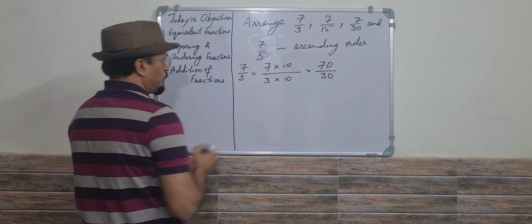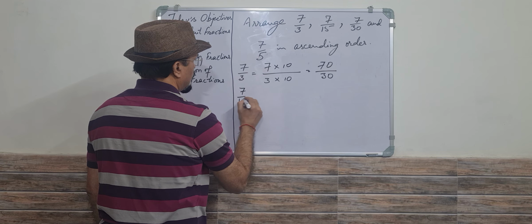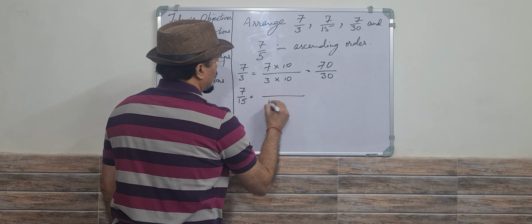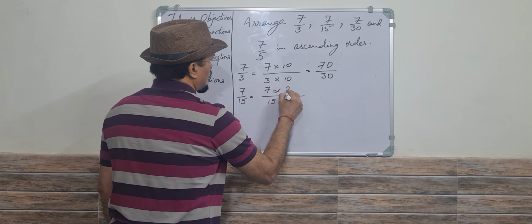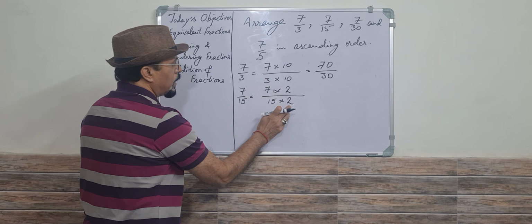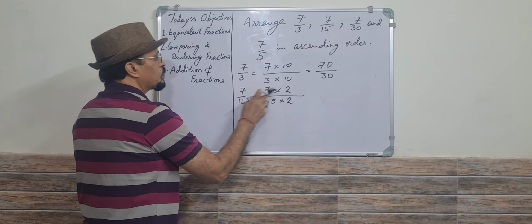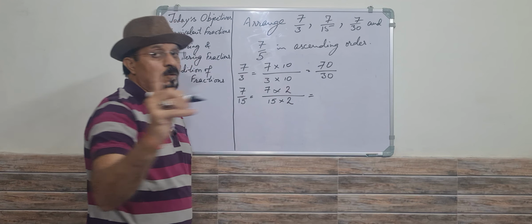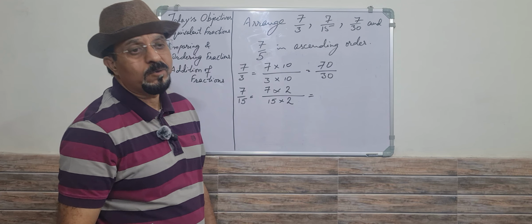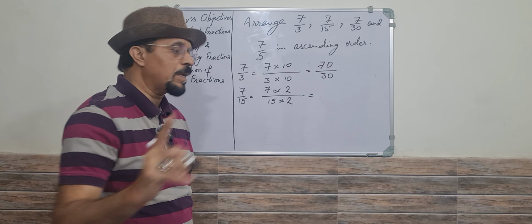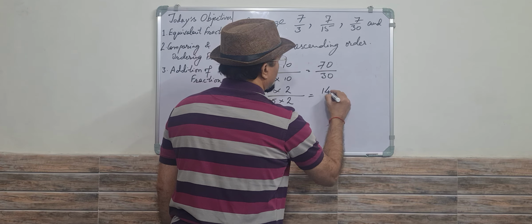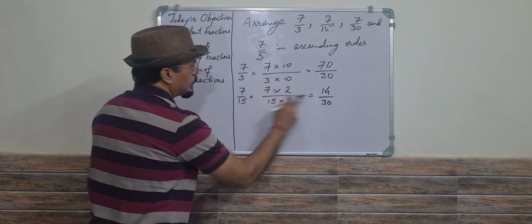Then comes 7 by 15. In this case, 15 multiplied by 2 will give me 30. But when I'll be multiplying 15 by 2, I'll have to multiply 7 also by 2, because the rule is that we need to multiply the numerator and denominator with the same number. So it is 14 upon 30, this is how.